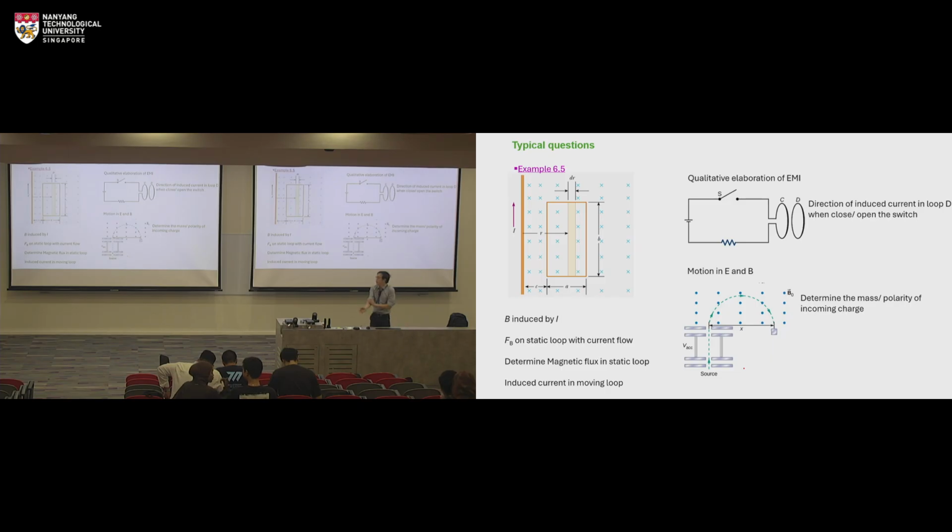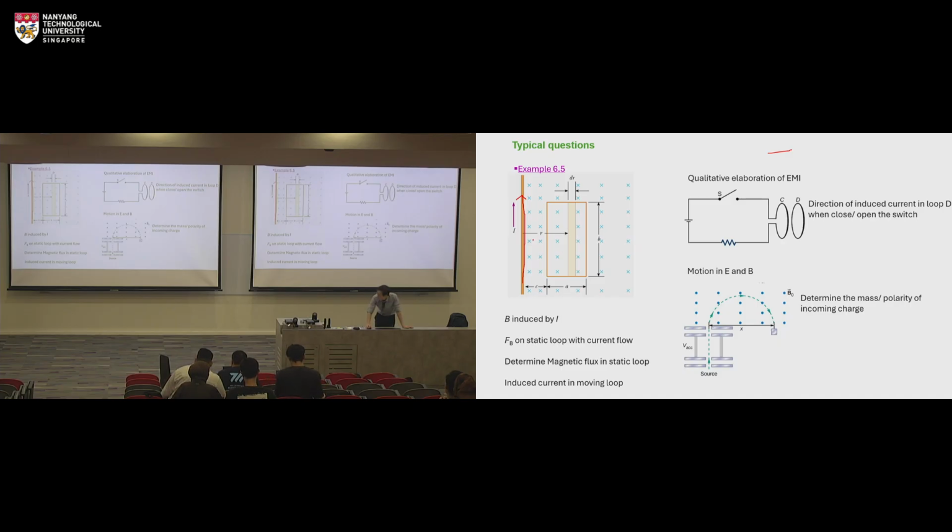So here is a typical question. Actually, some is already just copied from the lecture note. In this case, what you have is an infinitely long wire where there is a current flow I. At the same time, you have this kind of rectangular loop just close to the wire.